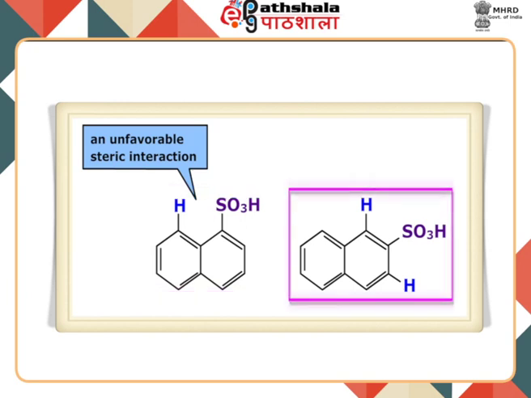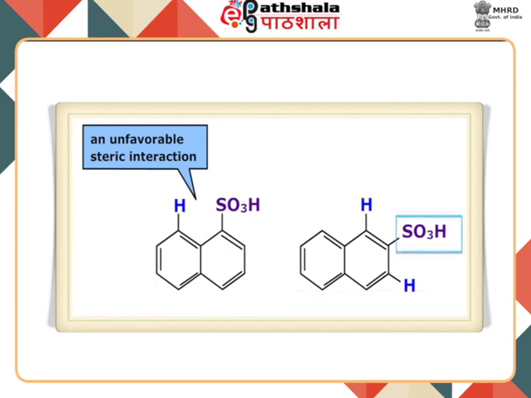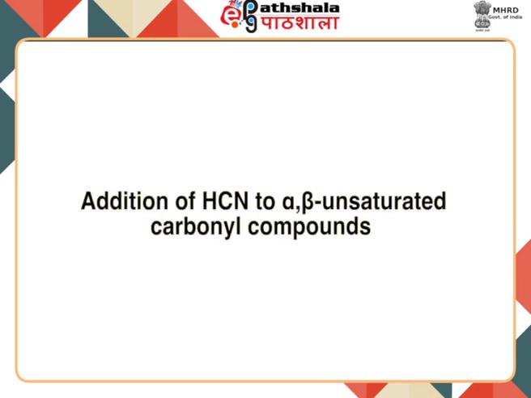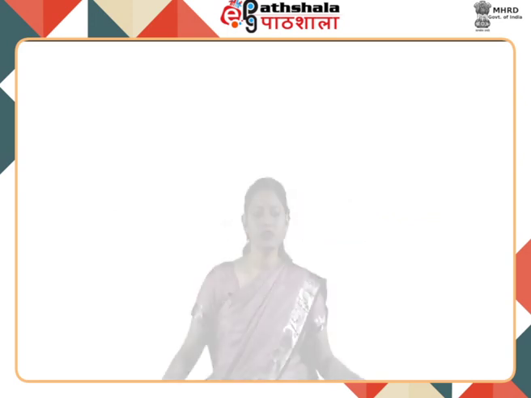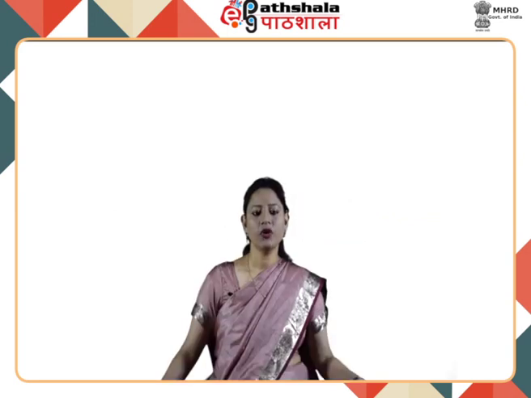The 2-substituted product is more stable and formed at higher temperature because the bulky sulfonic group at the 2 position is sterically less hindered, whereas in the kinetic product, the 1-substituted product, the sulfonic group is close to the hydrogen at position 8. Next is the addition of HCN to alpha beta unsaturated carbonyl compounds, which are also examples involving both thermodynamically and kinetically controlled products.